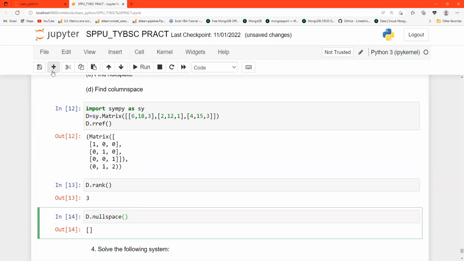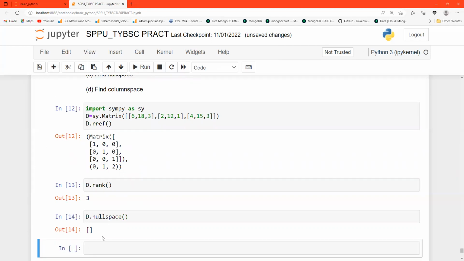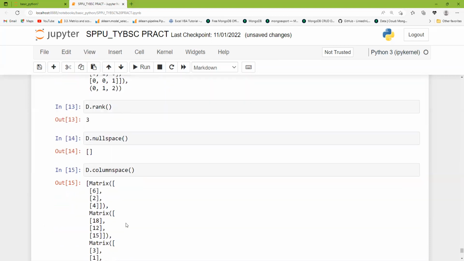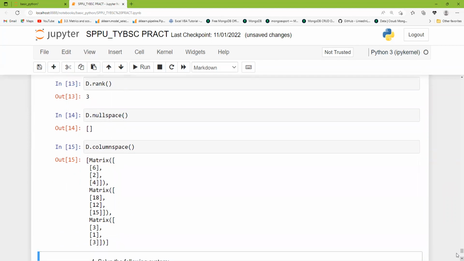And then D dot columnspace. So what is the column space of the matrix D? We will get this, the column space of matrix D. It is 6, 2 and 4, 18, 12 and 15, 3, 1 and 3. So this is the question, guys.